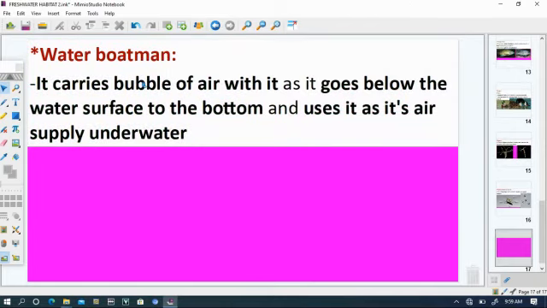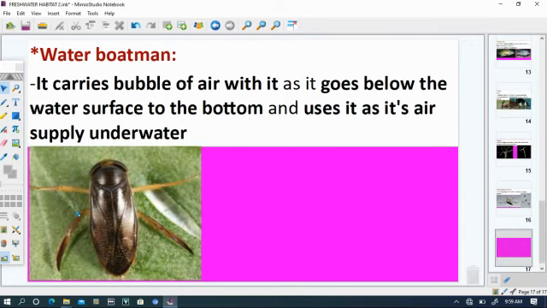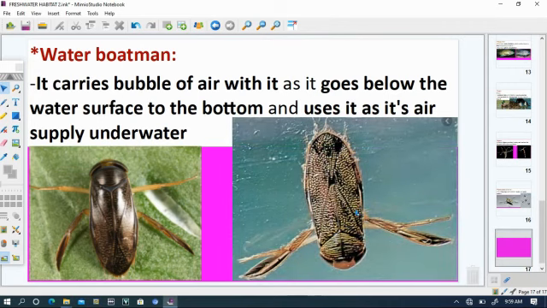Water boatman. Water boatman carries bubbles of air with it as it goes below the water surface to the bottom and uses it as its air supply underwater to help it breathe and survive while it remains submerged in water.